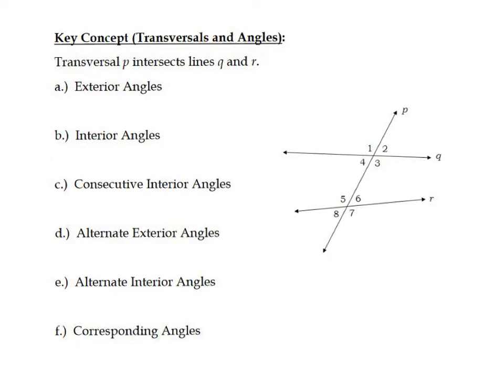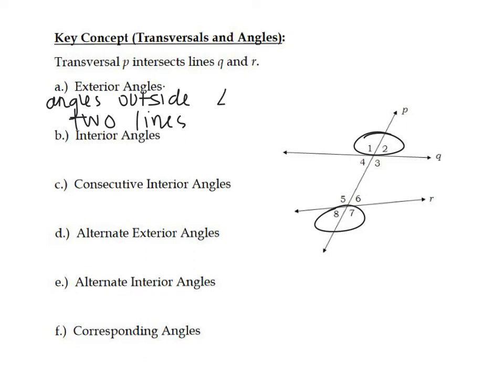So the first are what we call exterior angles. When we define exterior angles, those are angles outside our two lines. And these are the two lines that are cut by the transversal. So if we're looking at our image here, the angles outside our two lines are angles 1 and 2 and 7 and 8. So angle 1, angle 2, angle 7, and angle 8 are all exterior angles.